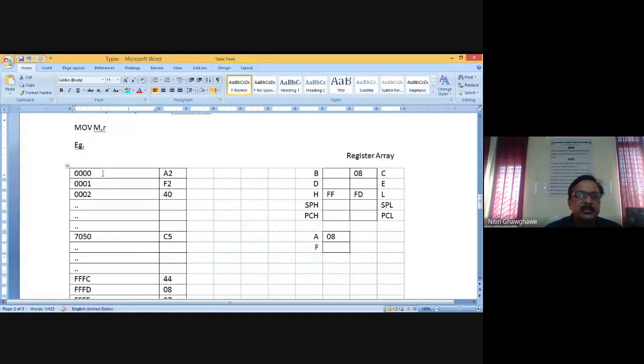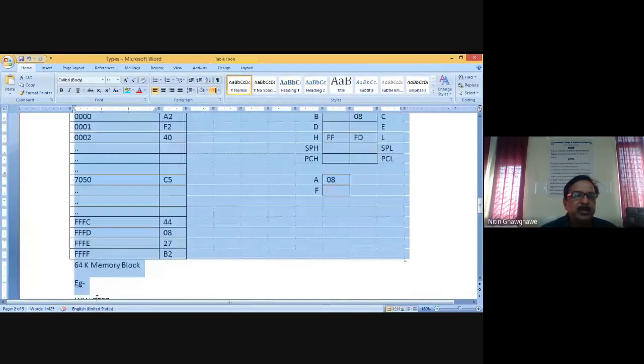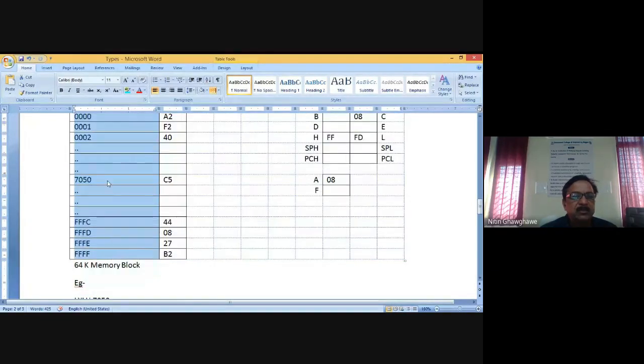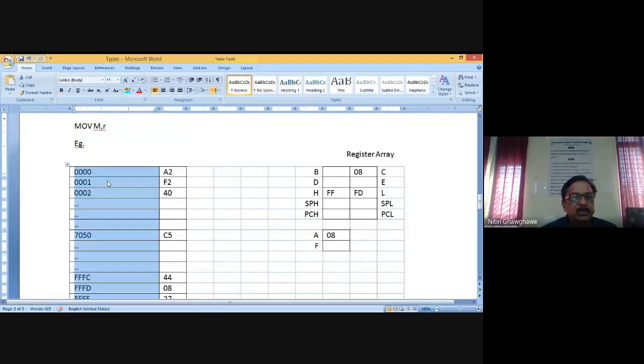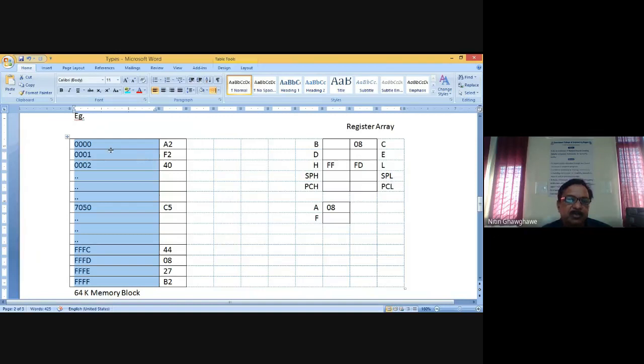How many locations are there in total? There are 2 raised to 16, or 64k locations: number 1, 2, 3, 4, and so on up to 64k. And every location will be storing 8 bits of data. Whatever you write at this location will be stored in the memory. You have to write it first.